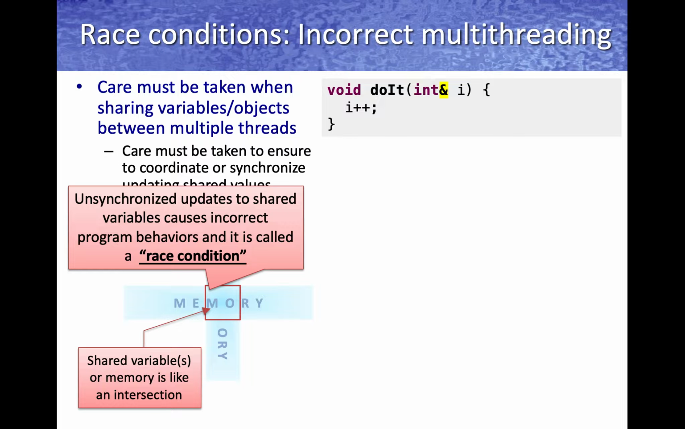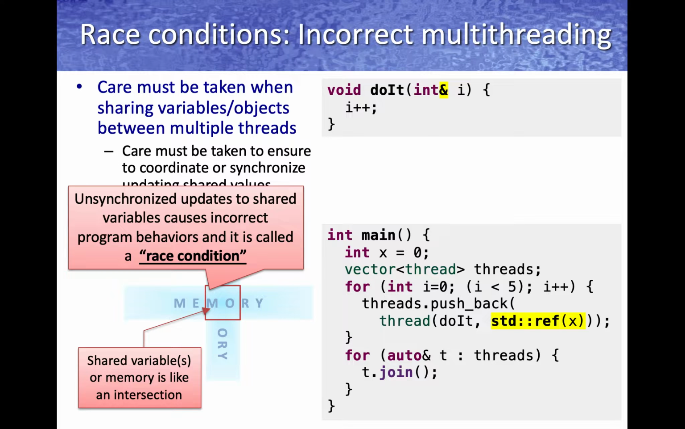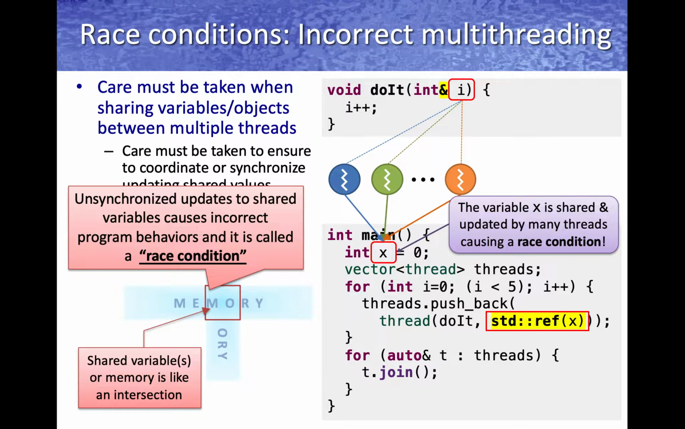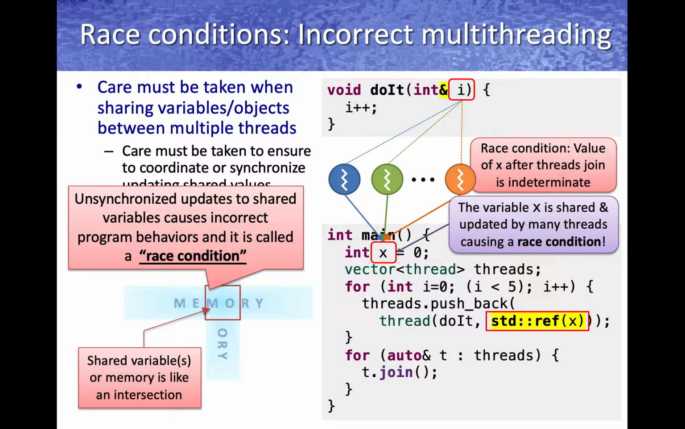Consider this do-it method that takes a parameter via reference, and assume that the main method passes the same reference to the same variable to all of the threads. So all of these threads operate on the same shared variable x, and this update by concurrent threads on the shared variable x causes a race condition, and the value of x after the threads finish is indeterminate. That means the value of x cannot be determined because it was inconsistently updated by multiple threads, which is called a race condition.